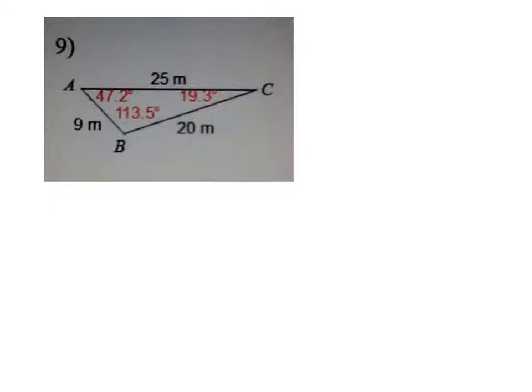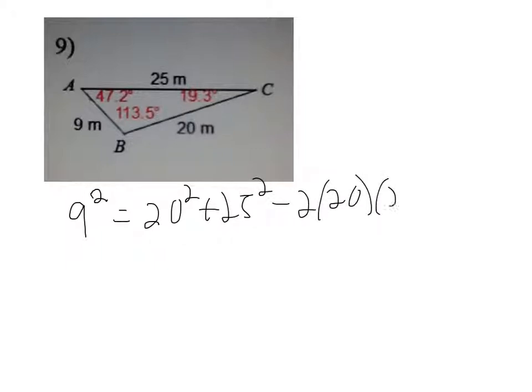Well, I usually need an angle to do these kinds of things. They didn't give me one, but I do know the three sides. So I could start to set up the law of cosines. I can say 9 squared equals 20 squared plus 25 squared minus 2 times 20 times 25 times the cosine of angle C, which I don't know.